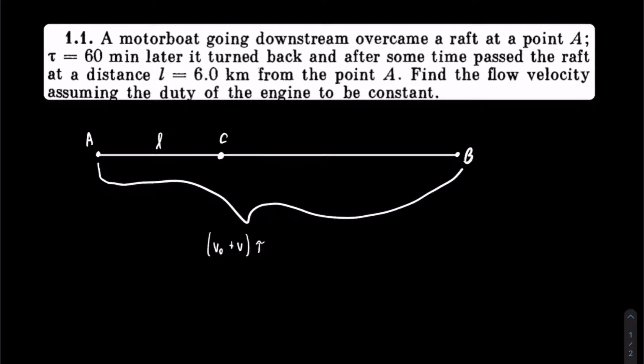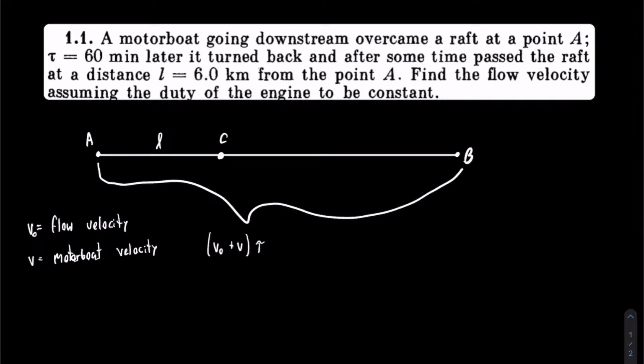Now let me explain what each of those variables mean. So let's start with v0. v0 is going to be the flow velocity. So this is going to be the velocity of the raft and just the velocity of the current pushing the motorboat forward. Next, we need to know what v is. v is going to be the velocity of the motorboat if the stream had no current. So if it was just still waters, v is going to be how fast the motorboat would go.